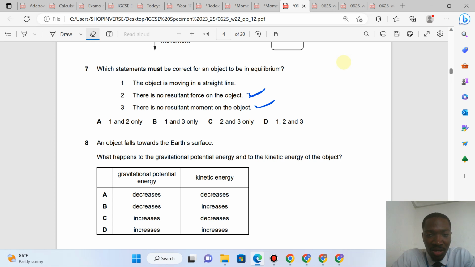Number 1 is not a necessary condition. The object can be at rest. It must not necessarily move in a straight line. It can be at rest, and it can also move in a straight line. But it is not compulsory for an object to move in a straight line for it to be in equilibrium. It can also be at rest and be in equilibrium. So 2 and 3 are the correct options. That makes C the correct answer to this question.